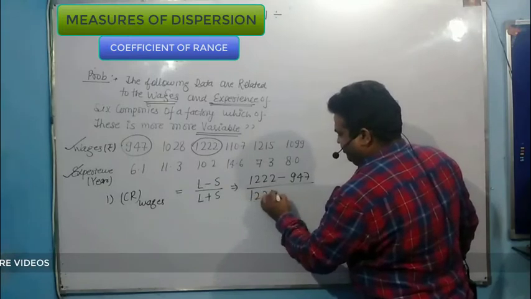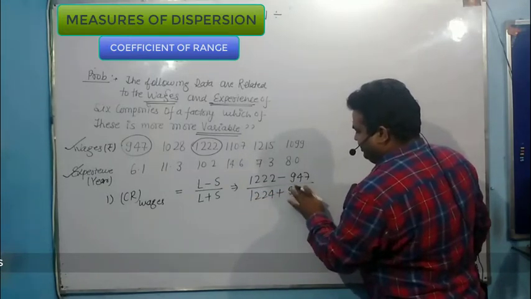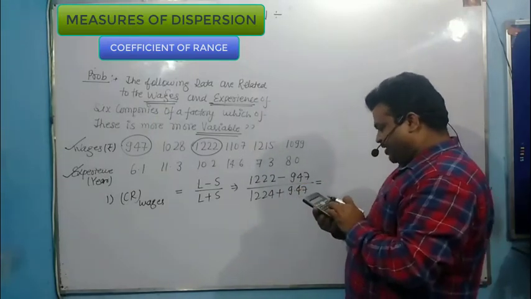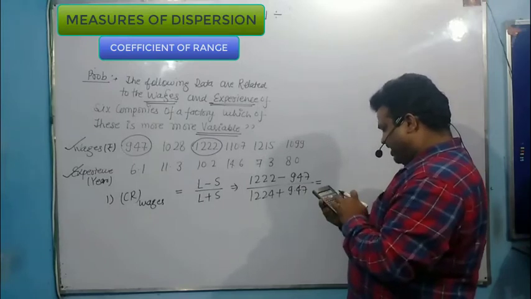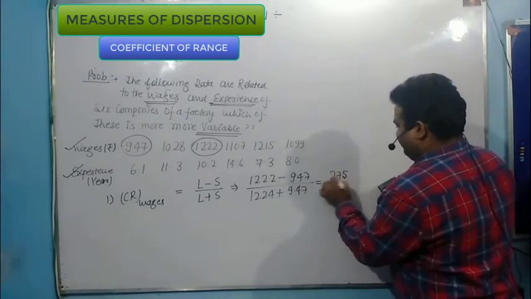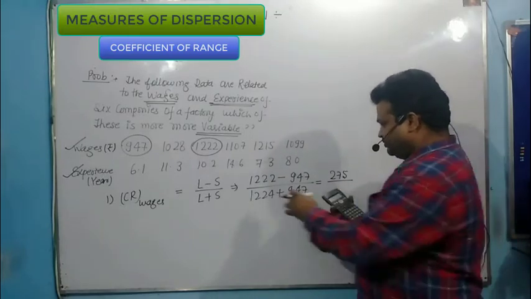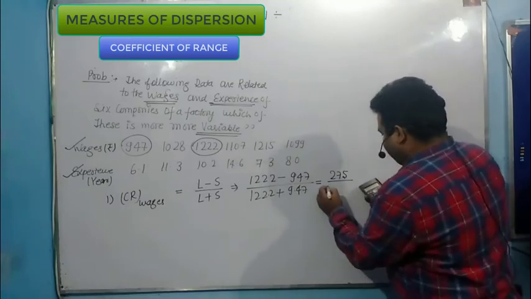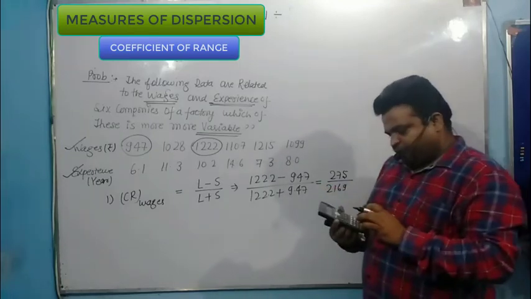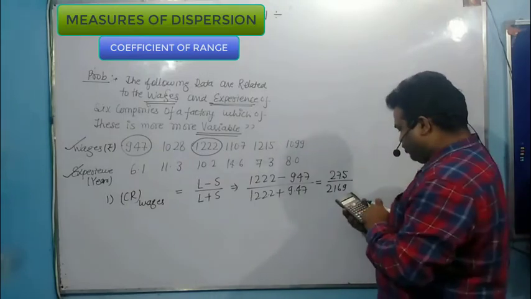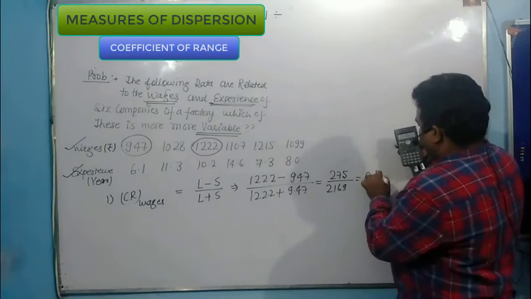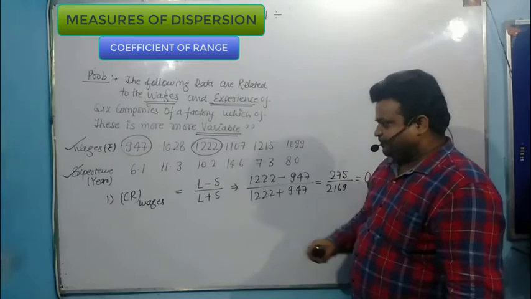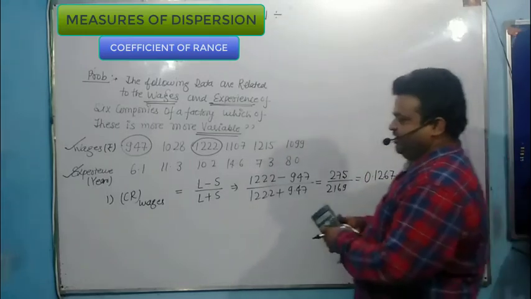The same thing I write with a positive sign. Now you need to calculate this value. What is the coefficient of range of wages? 1,222 minus 947 gives you 275, divided by 1,222 plus 947. So this value is 2169. If you divide 275 by 2169, you will get 0.1267. So the coefficient of range of wages is 0.1267.